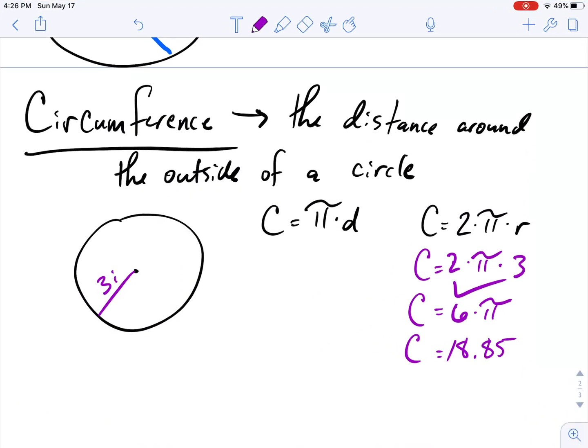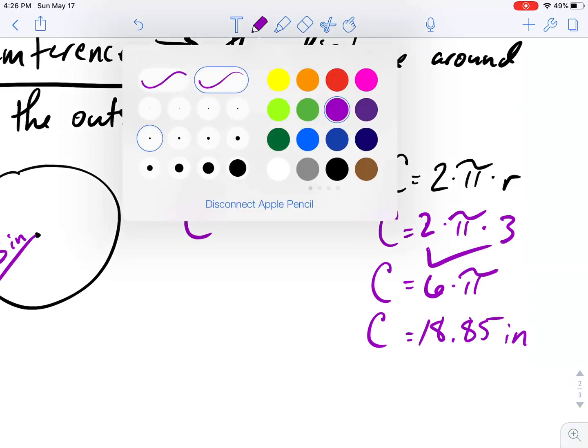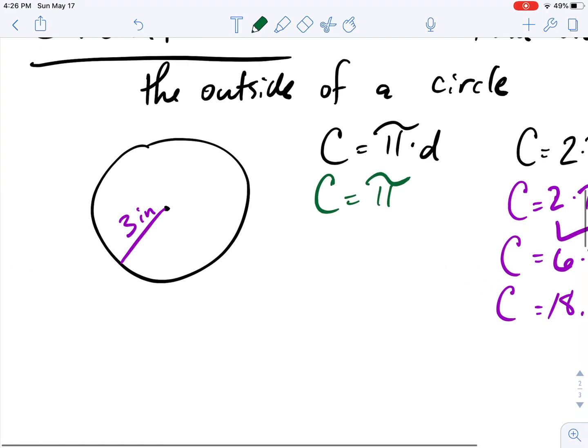And let's say this is inches. So 18.85 inches. Now if you want to use the diameter one, the circumference equals pi times the diameter, and the diameter would be 3 plus 3.